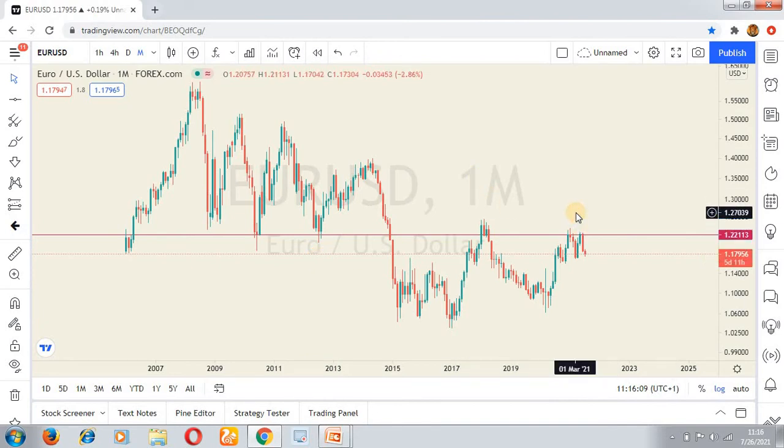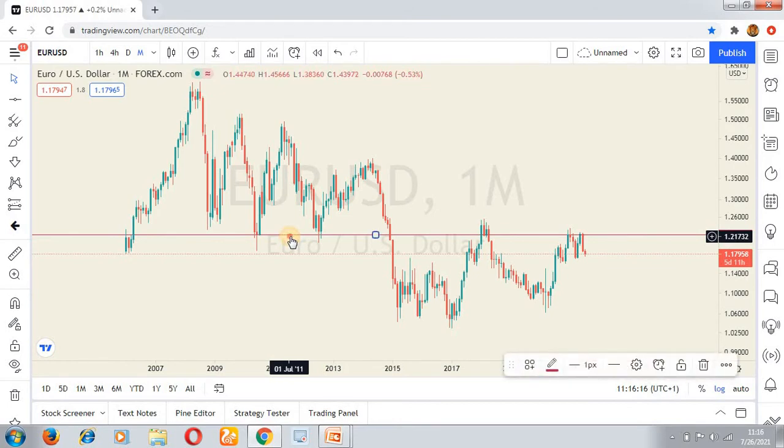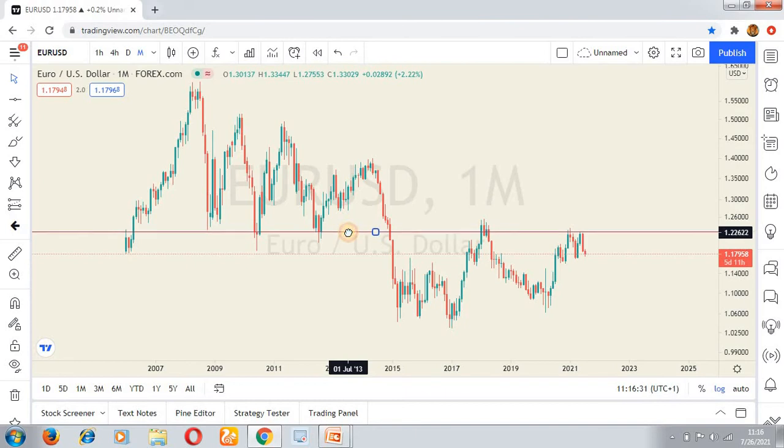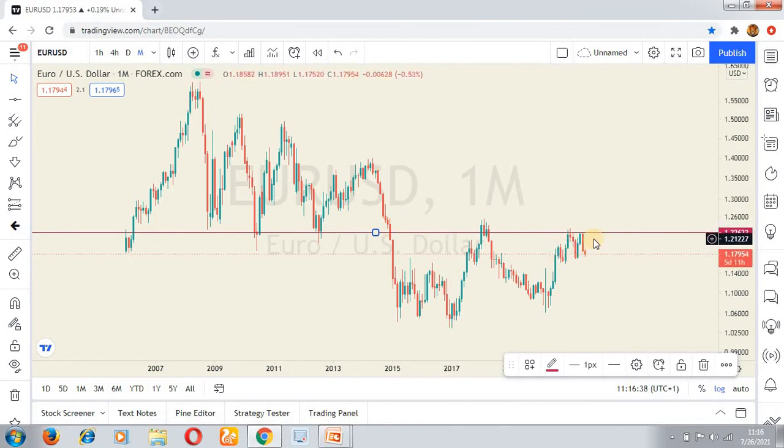Alright, so from this you will find that we have gotten these swings, and I'm trying to join the swings with a horizontal line. This horizontal line is going to help us identify the proper support. This can be a support or a resistance depending on where price is. If price is below this line, then it is a resistance. If price is above this line, this becomes a support.